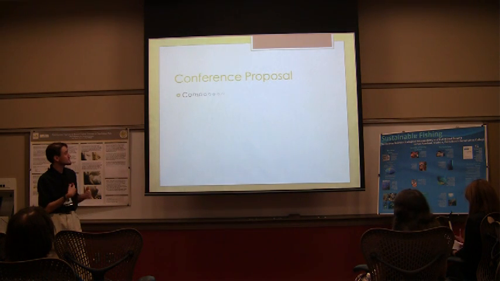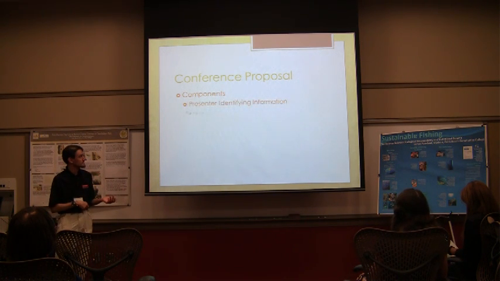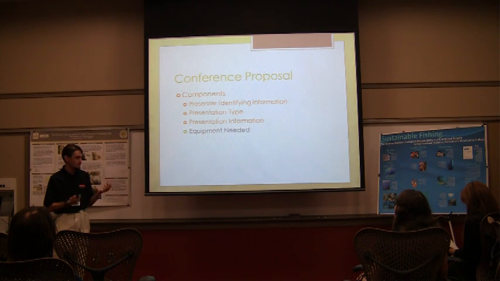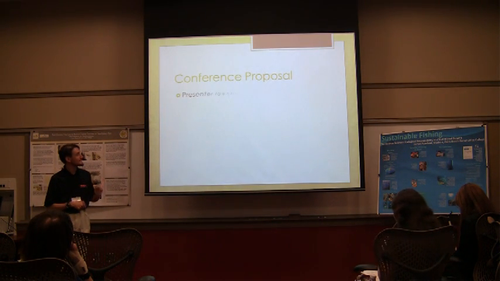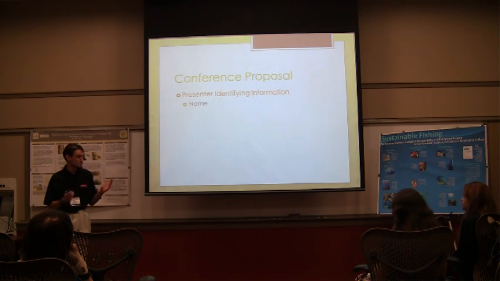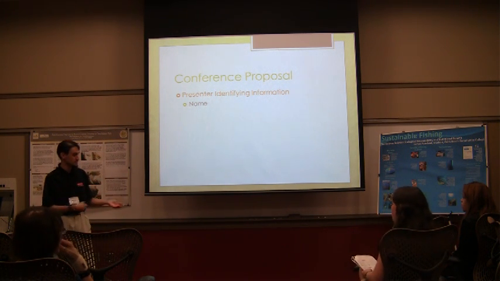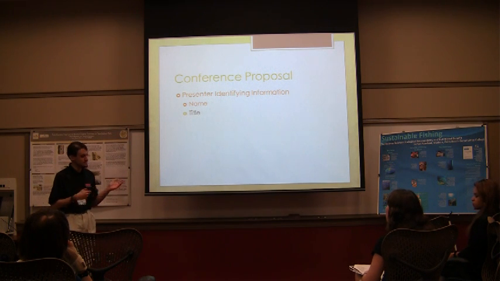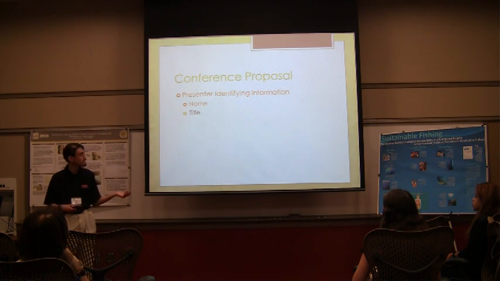I'm starting to get into what a conference proposal is usually composed of, which would be the presenter's identifying information, the presentation type, the details on the presentation, what equipment, if there are any special equipment needs, co-presenters. Didn't hide those slides. So the presenter's identifying information is going to be whoever the lead presenter's name is, in a lot of cases, or the first presenter's name. In some cases, you will find in professional conferences, especially titles and so on.